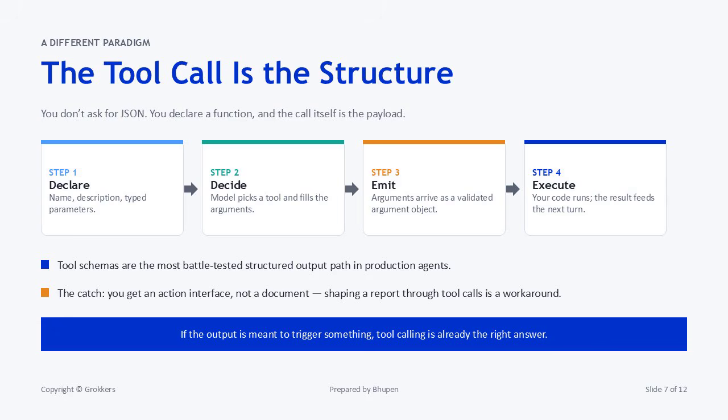Now a slight detour, because one of the most widely used structured output mechanisms in production isn't usually filed under structured outputs at all. When you do function or tool calling, you never actually ask for JSON. The interface itself does the structuring, and that's a meaningfully different paradigm. Walk the pipeline. You start by declaring a tool, a name, a description, and typed parameters. The model then decides whether to call it and fills in the arguments. Those arguments come back as a structured, validated argument object, rather than a blob of text you have to rescue. Finally, your code executes and the result feeds back into the conversation.